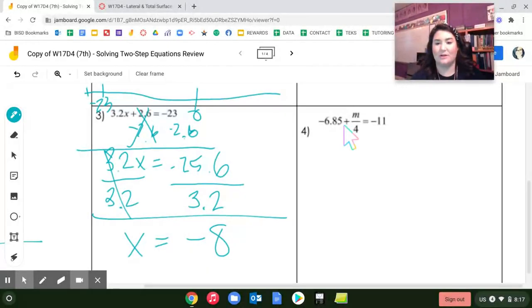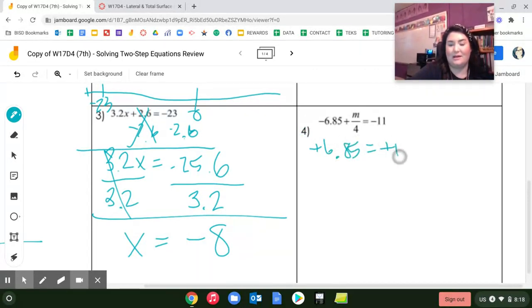All right, last one. We have a negative number here, and I know it's added to this, but if we want to get rid of a negative, what we can do is add a positive. And they still cancel each other out just like subtraction and addition do. So we are going to add and we are going to need to multiply. So using our reverse order, we need to get rid of this negative number first. So we're going to add 6.85 on this side and add 6.85 on this side.